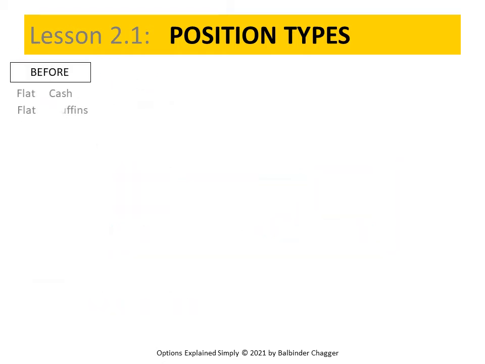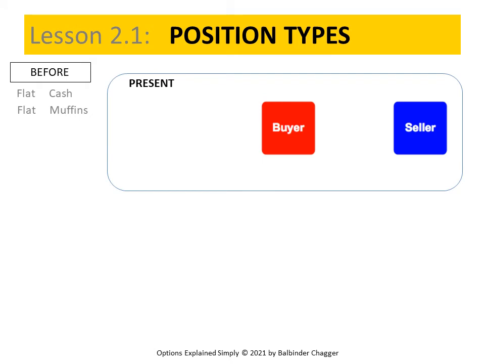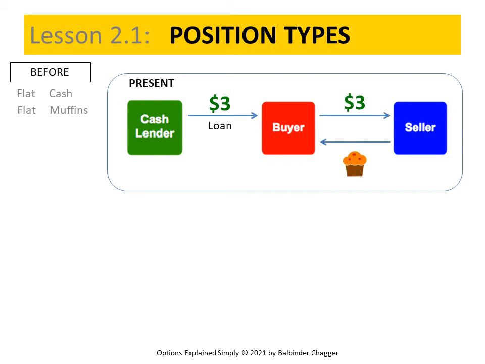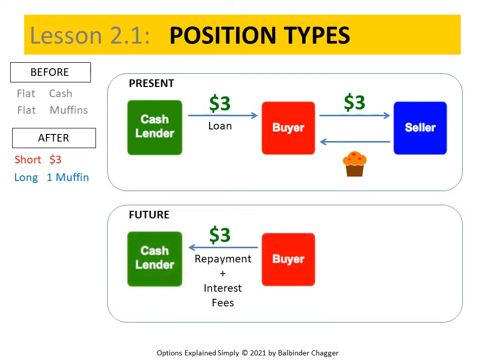Now suppose we walked into the shop being flat cash, meaning we don't have any money to our name. Can we still pay for the muffin? Yes, we can, if we can borrow $3 first. A common way to borrow money these days is through a credit card loan. We can pay for the muffin with a credit card. The transaction will make us short $3, meaning we owe $3 to the credit card company, and long one muffin. At some future date, we have to pay the $3 back to the credit card company to flatten out our short cash position. We might also have to pay some interest and some fees too.